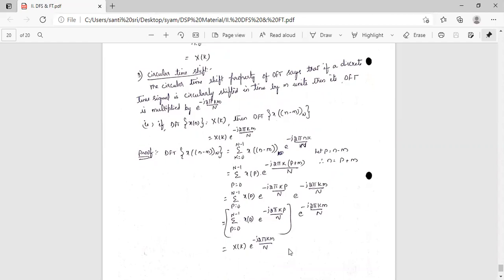Up to here we already discussed; for our understanding purpose, we discussed the same things again. In the next class we'll discuss the remaining properties. With this I'm concluding today's class, and in the next class we'll continue the proofs of the remaining properties. Thank you.